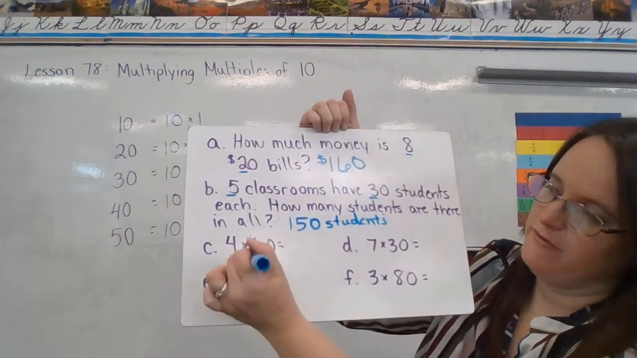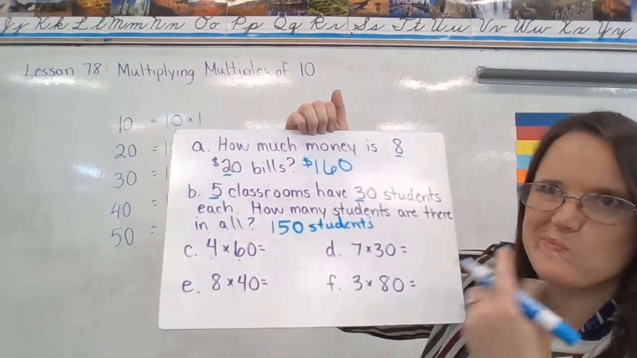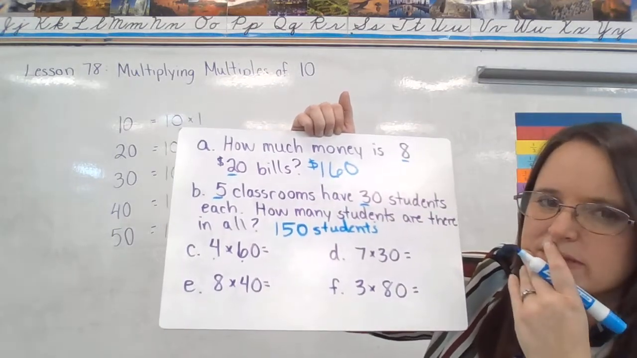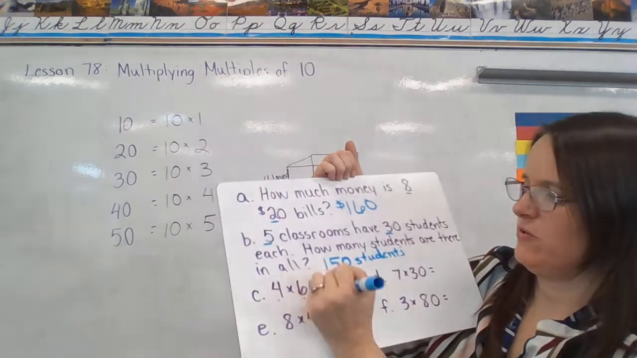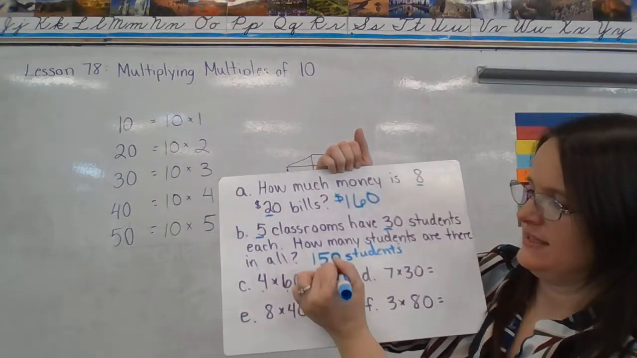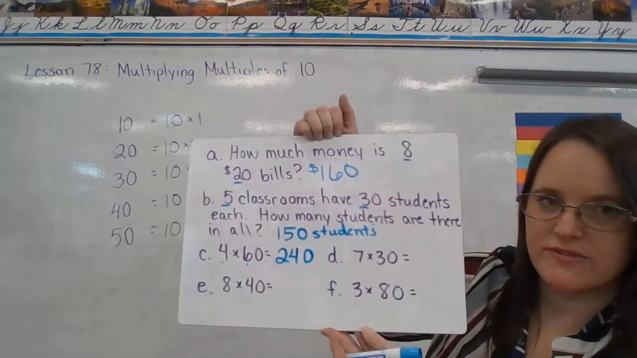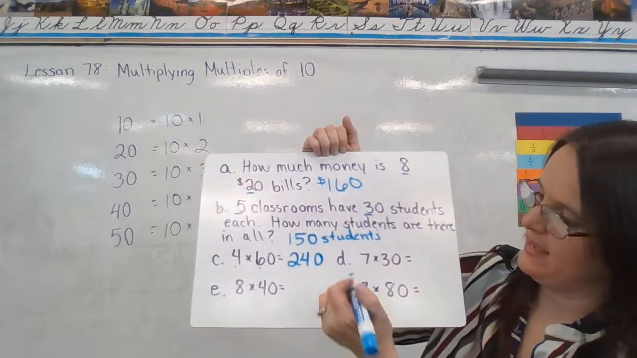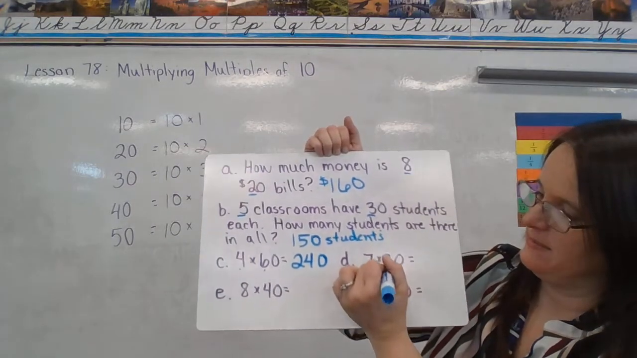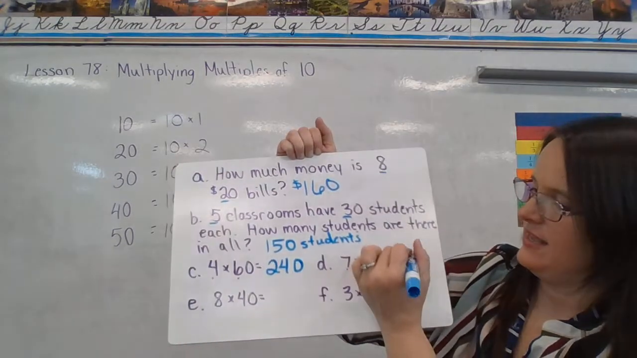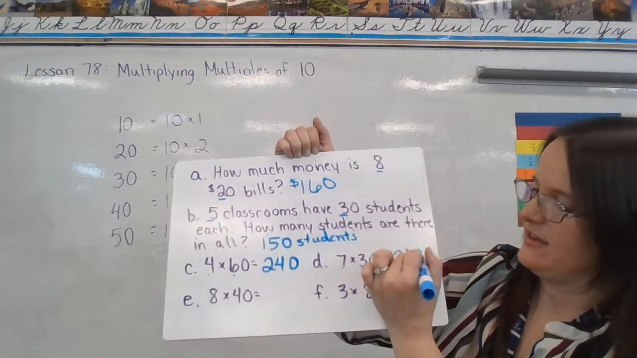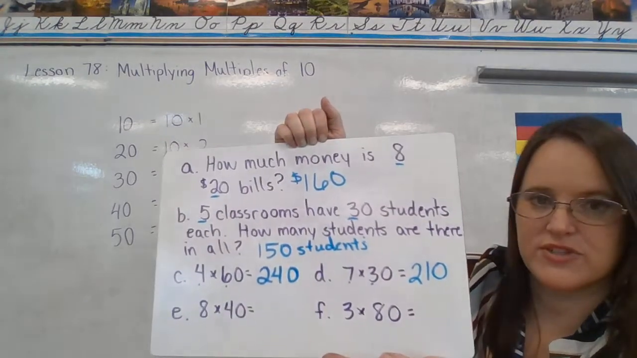C, I'm going to do my 4 times my 6. That one's a tricky one. Have you figured it out? 24. Tack on a 0 for an answer of 240. 7 times 3 is what I'm going to do first here. 7 times 3 is 21. Tack on a 0. Our answer is 210.